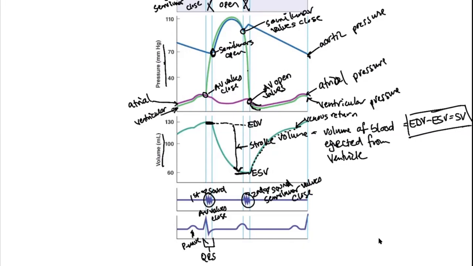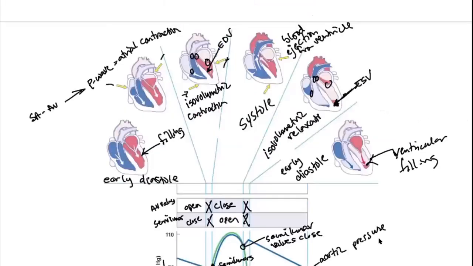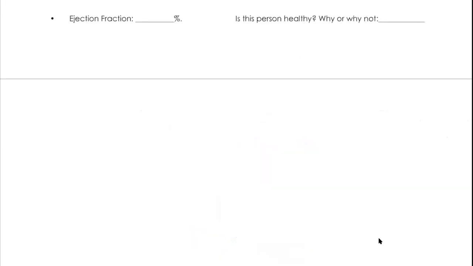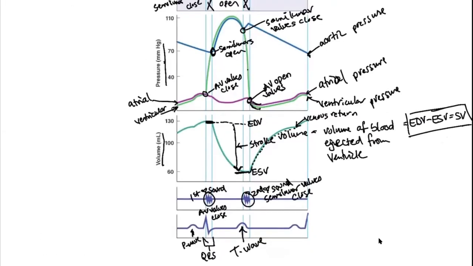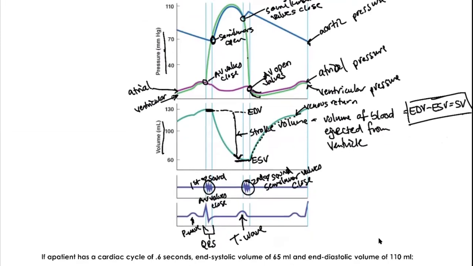And this coincides with the T wave, where you have ventricular relaxation. So this is where you have the beginning of diastole, and this is where ventricles are filling here.